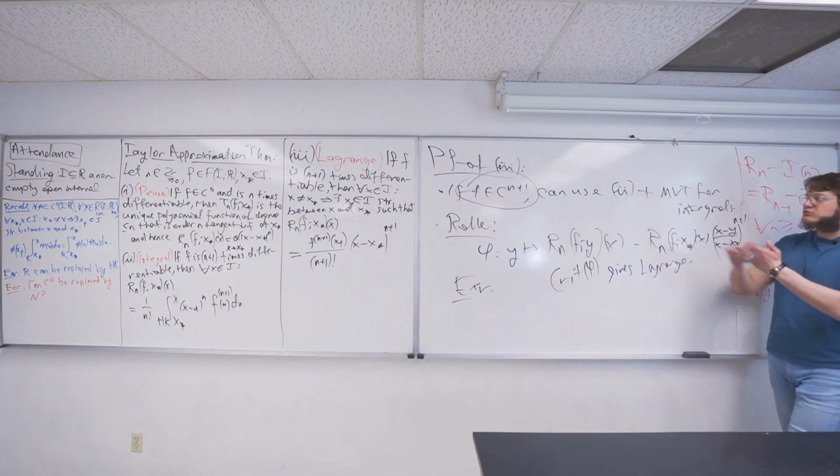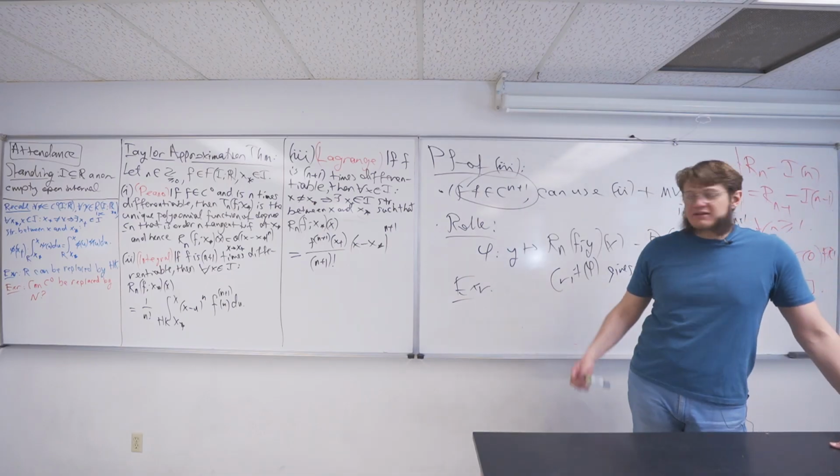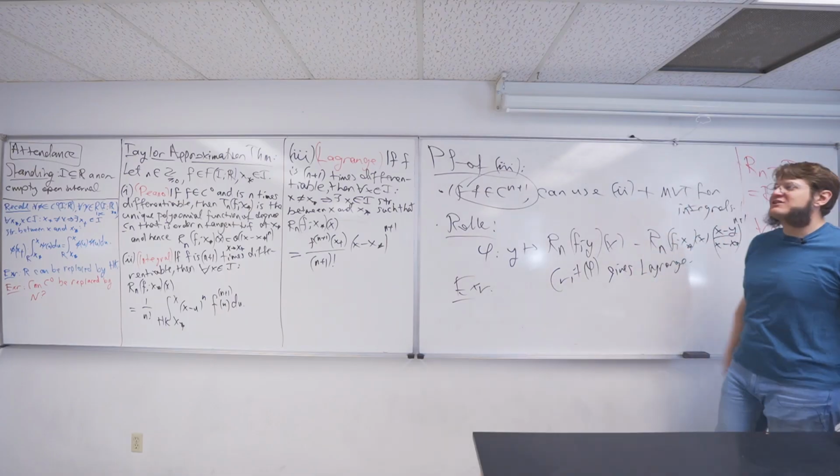Okay. So these are two different methods for 3, and I think it's a good place to stop for today. And we're done with Taylor approximation. Thank you.